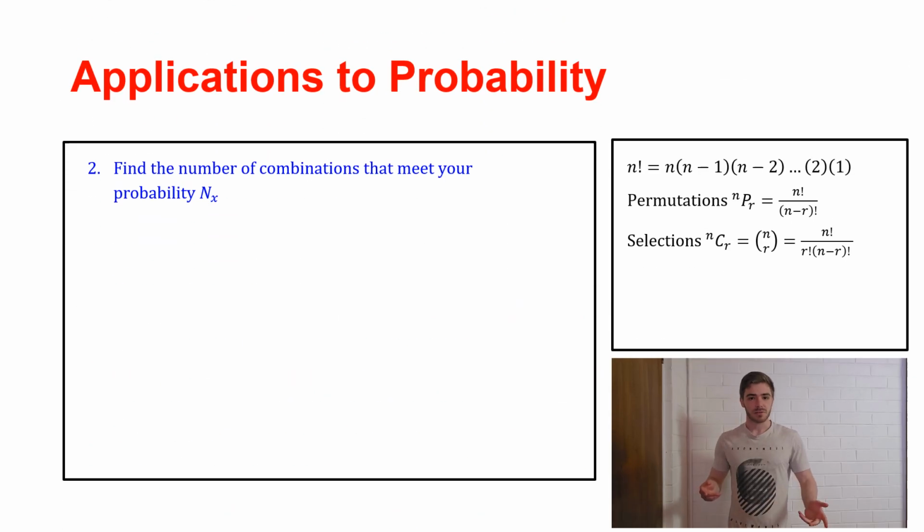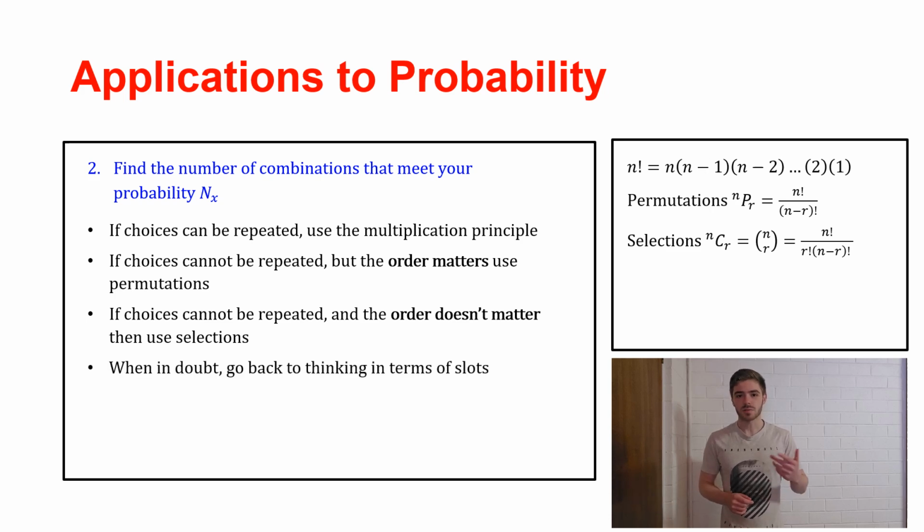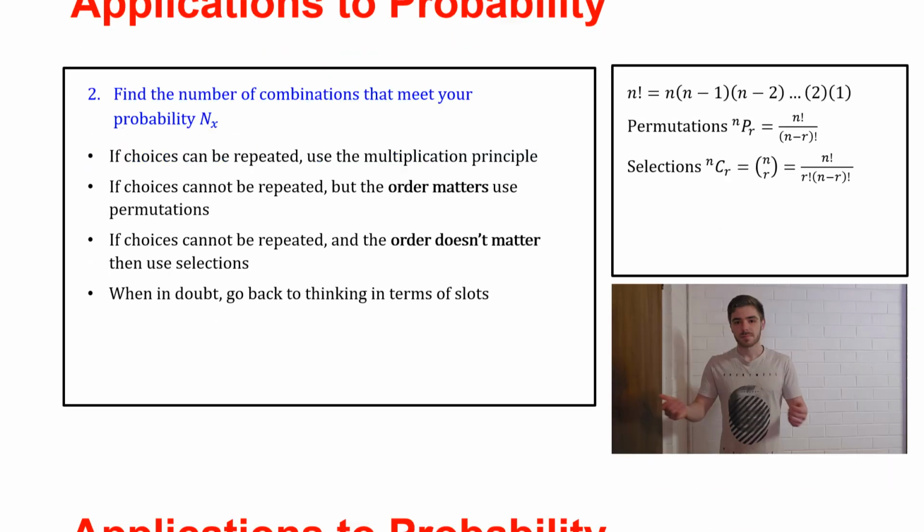The next step is to figure out the number of combinations that meet our target probability. And again, we're just going to be using the guidelines from before to figure out which counting method is best for this particular question. It's worth noting that some questions don't play nice with any of the counting methods, and so when in doubt, you just go back to thinking in terms of slots. How many options do I have, and how many slots are there?